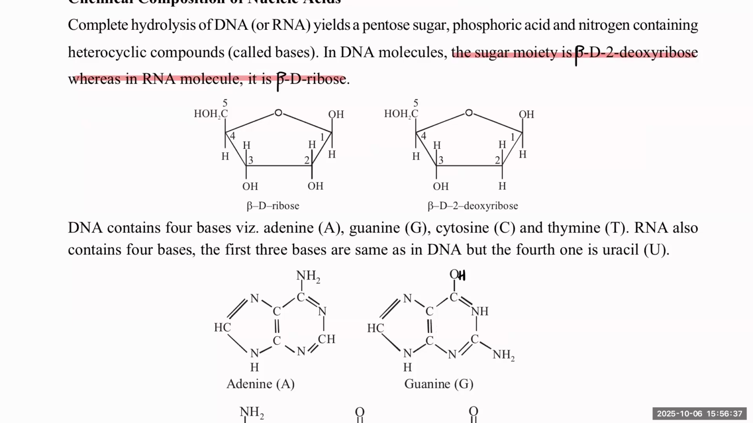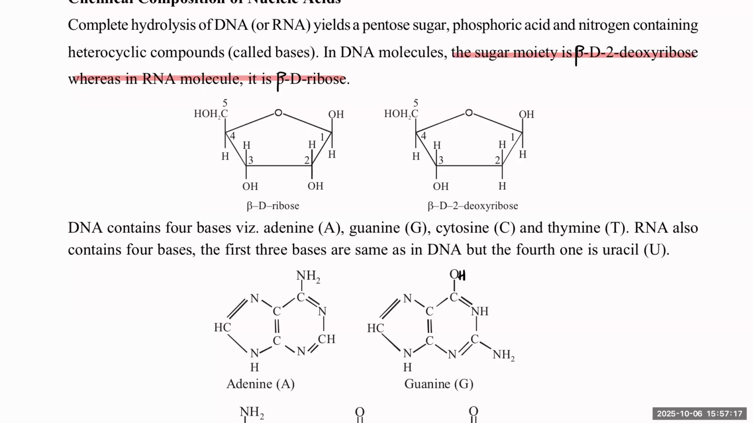See, if you take a complete hydrolysis of DNA, right? If you take a DNA and try to hydrolyze that, you will get one pentose sugar, that is ribose. We'll get ribose. Then we will get a phosphoric acid, H3PO4, and a nitrogen containing heterocyclic compound. A heterocyclic compound which is nitrogen containing, and these are called bases. In short, DNA is made up of three main components: sugar, base, and phosphoric acid. Not just DNA, RNA also.